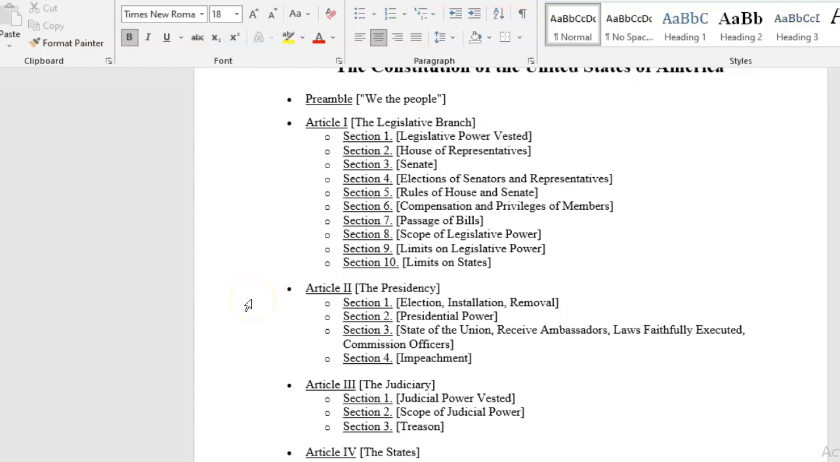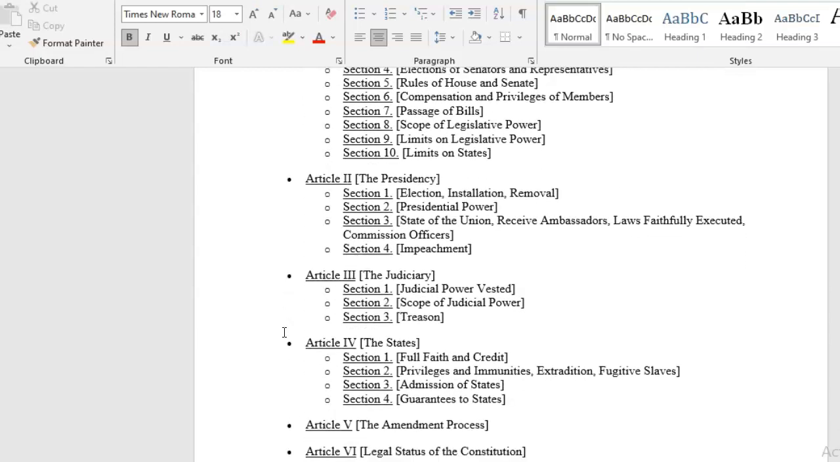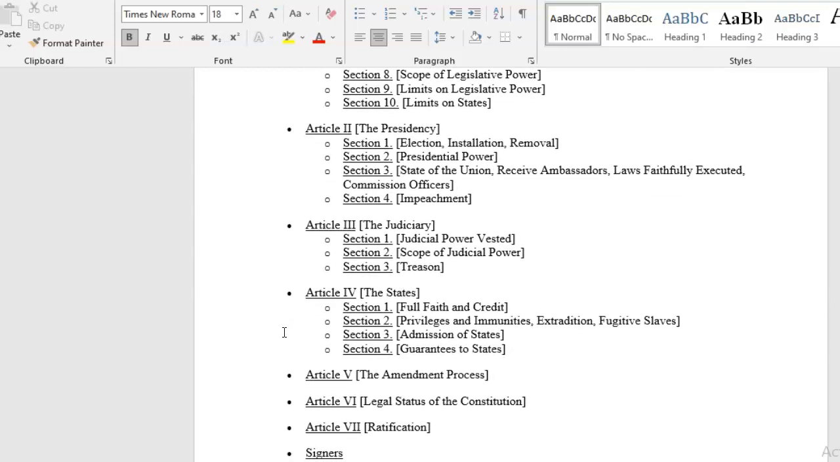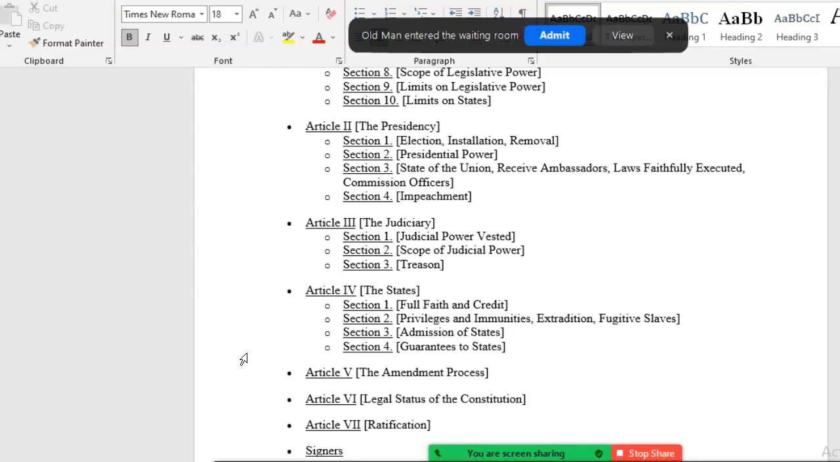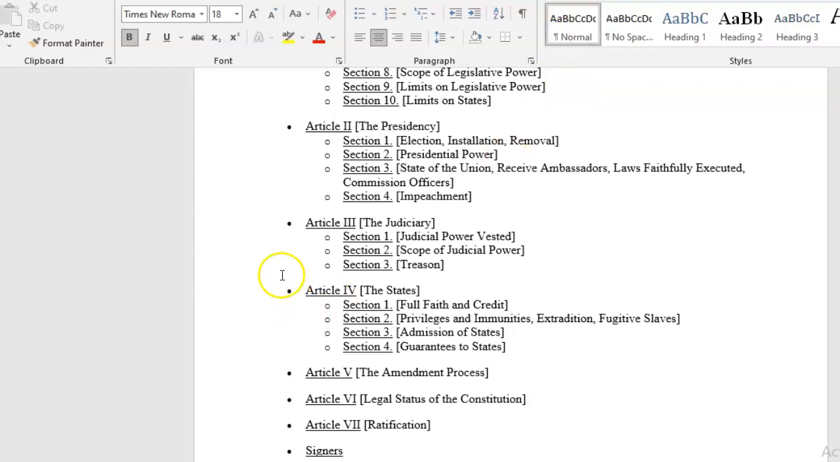So Article 1 is the legislative branch. Article 2, you can see, is the presidency. It talks about election, installation, removal. Section 2 is presidential power. Section 3 is State of the Union, receiving ambassadors, laws faithfully executed, and commissioning officers. And then Section 4 is impeachment.